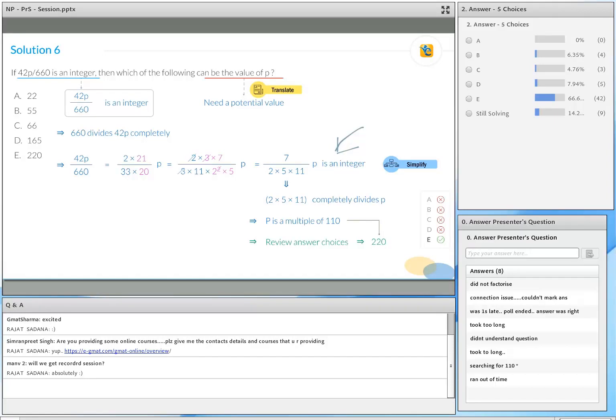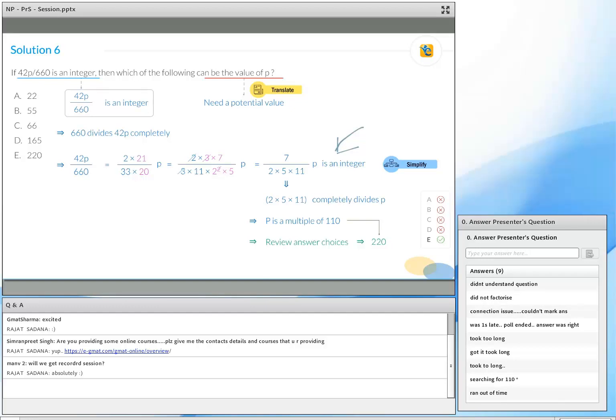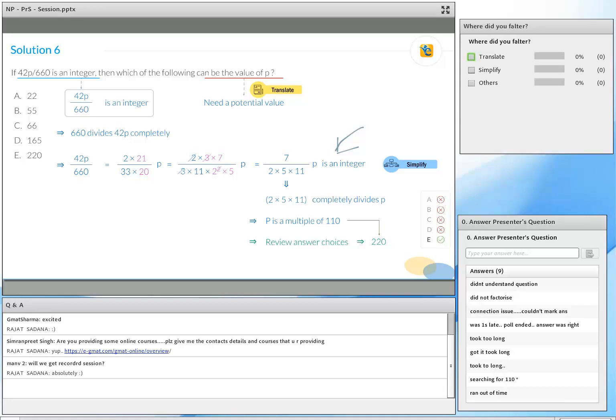Answer was correct, took too long. Okay, searching for 110. And see, this is again, translate is where you basically faltered. And again, if you were searching for 110, that means you weren't able to translate. Okay, was late, was 1 second late, that's okay.